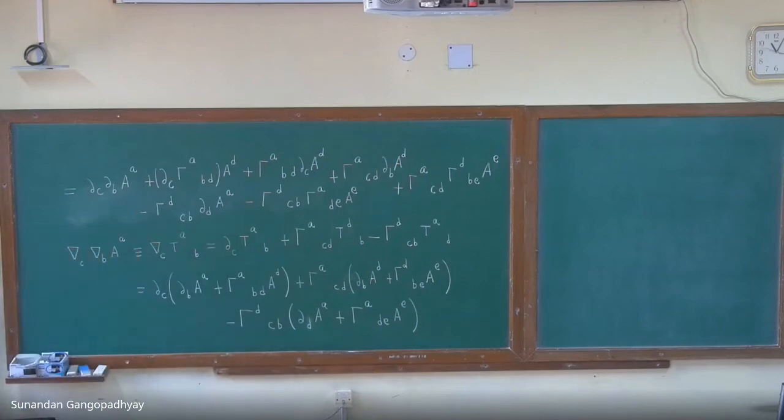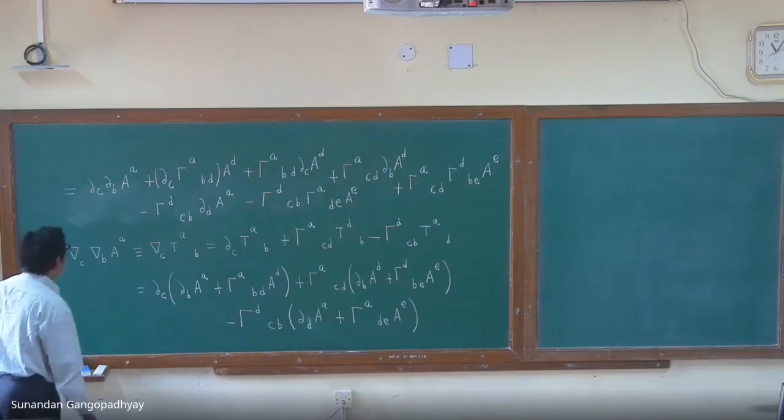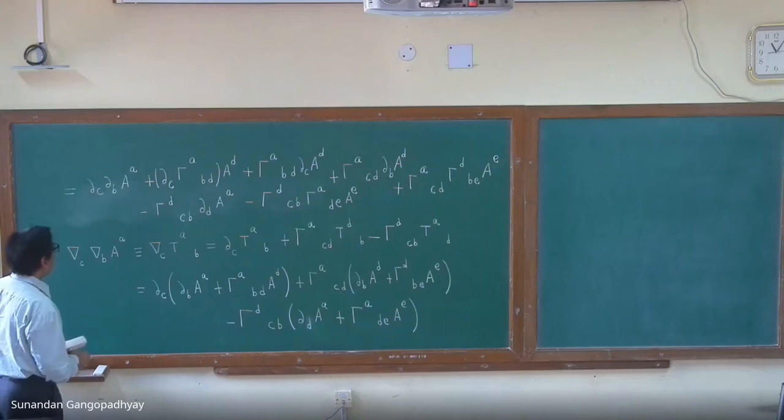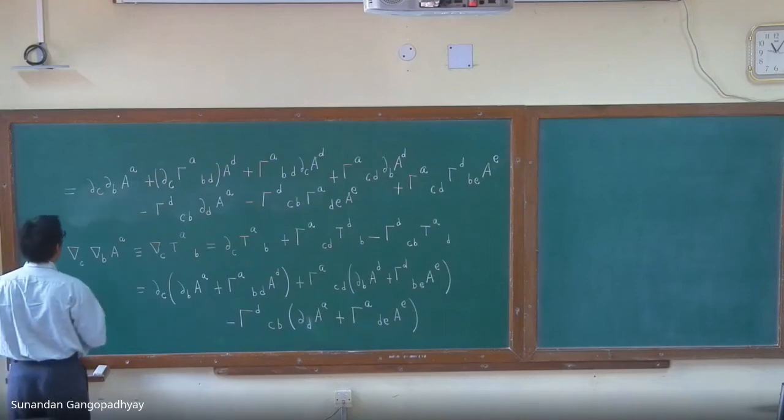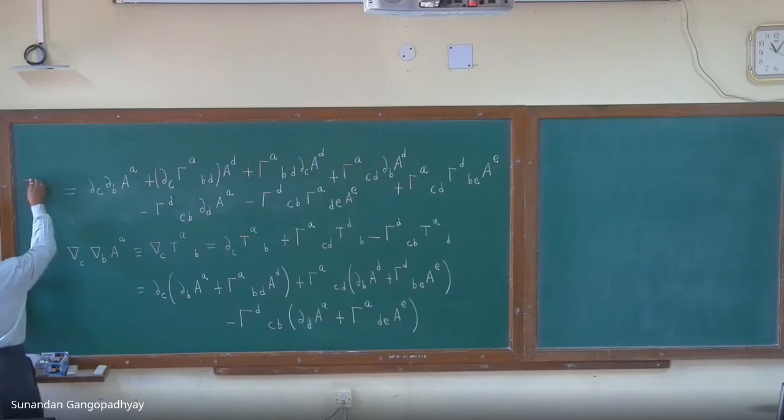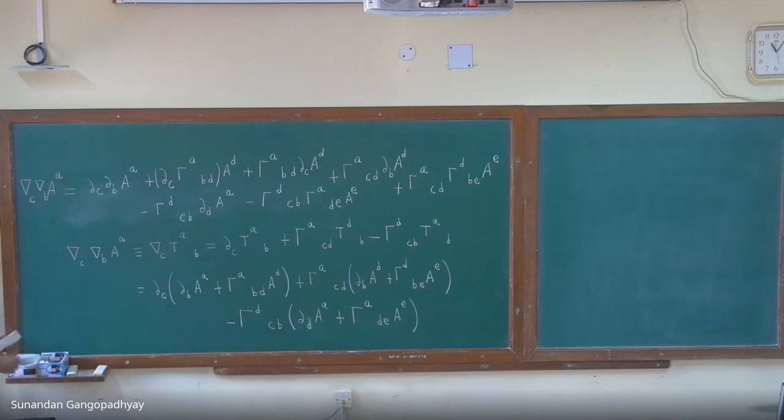Please check all your indices whether they are correct. I can make mistakes. You should have three free indices. That is the check. So check all the terms whether there are three free indices and all repeated indices appear twice, not more than twice. So we have this, and now we shall calculate another term. So this is basically grad C grad B A.